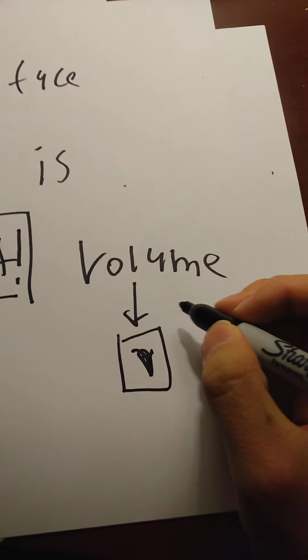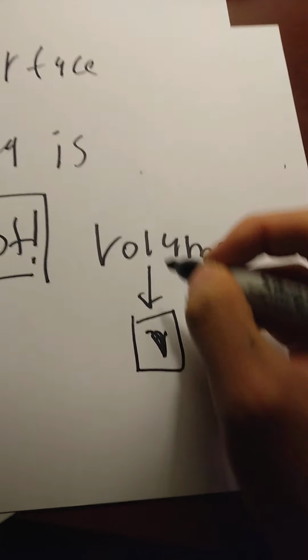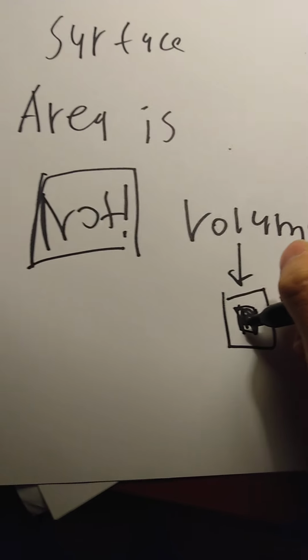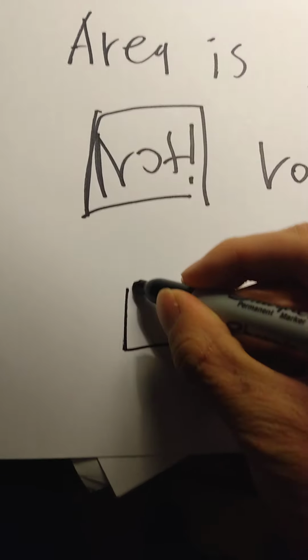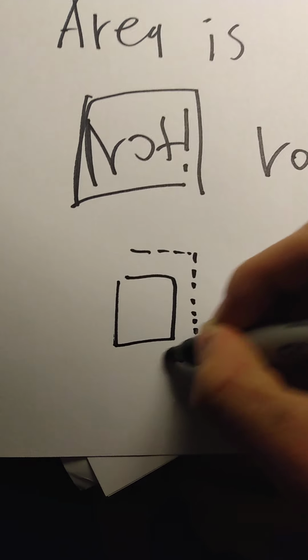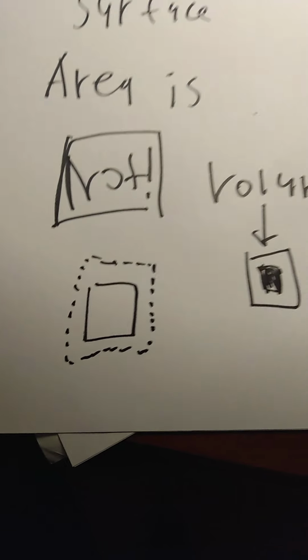Just like in the last video with SpongeBob as a milkshake, volume measures what's inside the object. With surface area, we are measuring the outside of the object so we can wrap it like a gift.